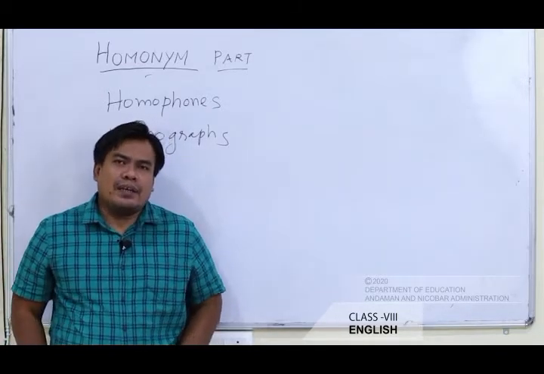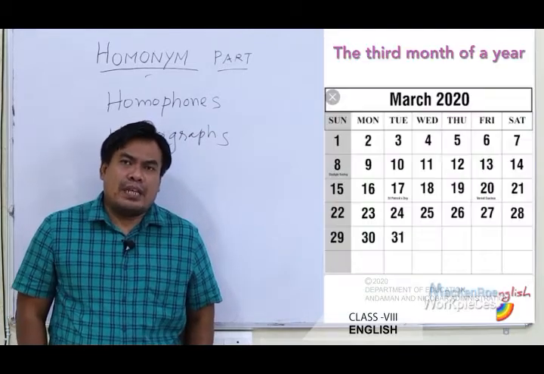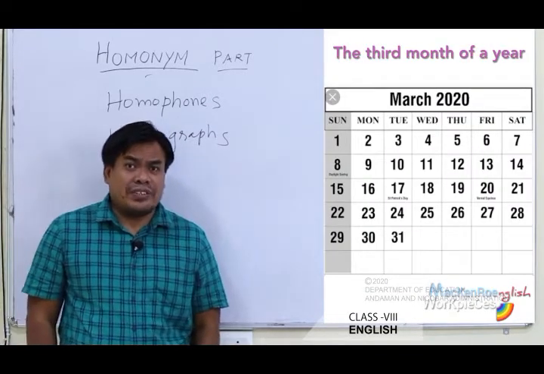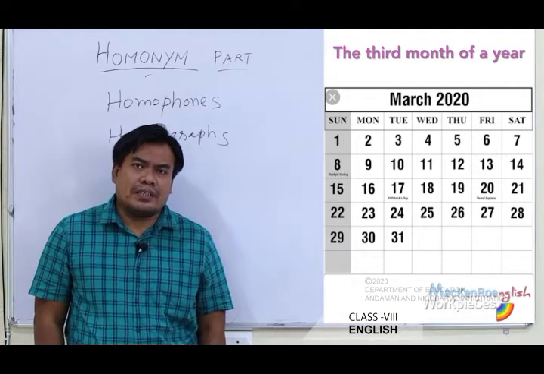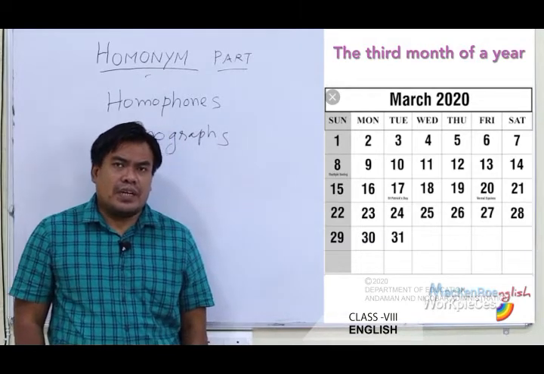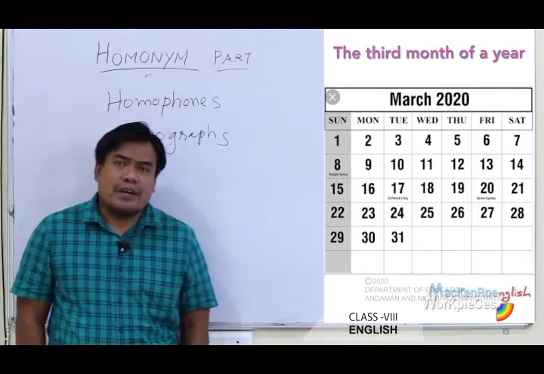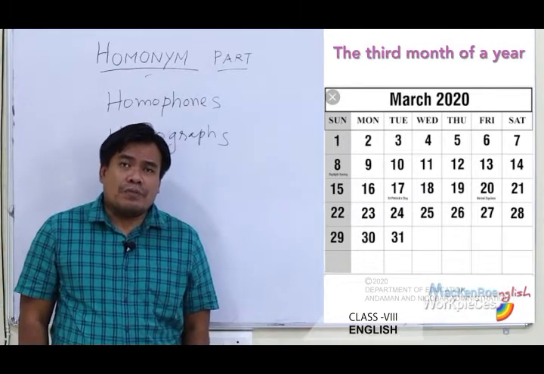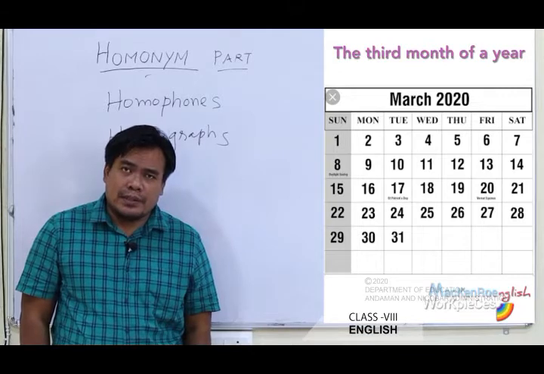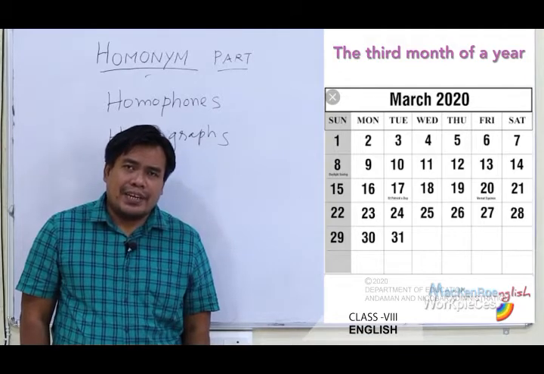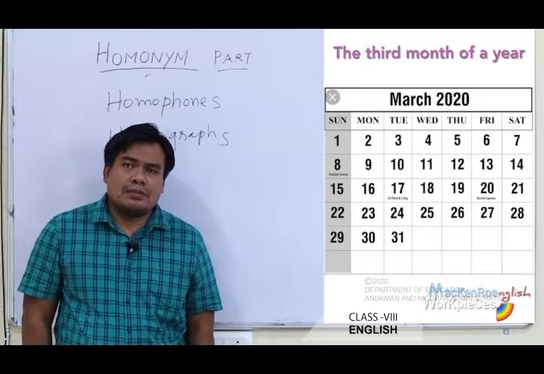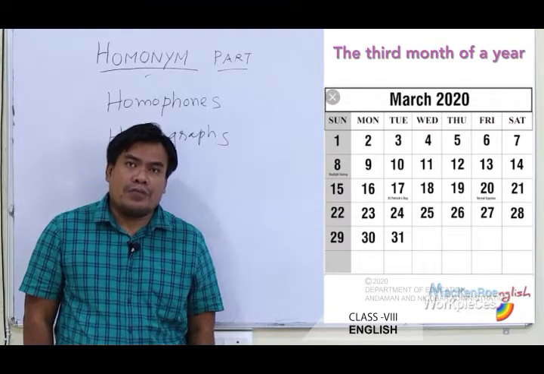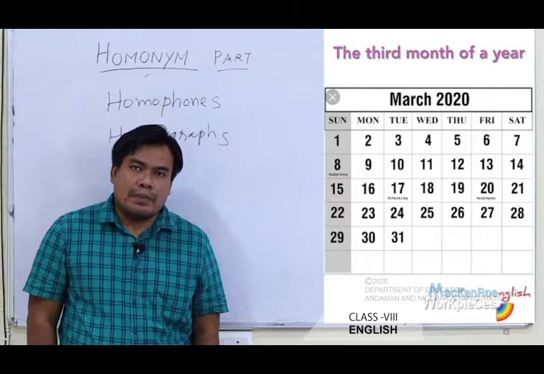The next one is the name of one of the months. What is it? March. M-A-R-C-H, March. That is there on your screen right now. Can you guess which month of the year it is? The third month of the year is obviously March.